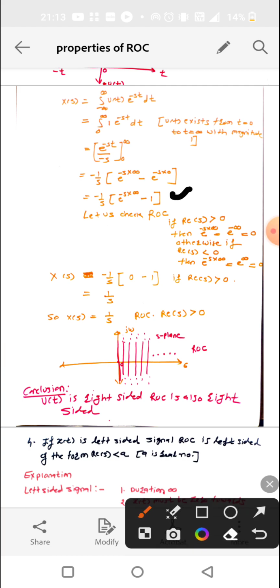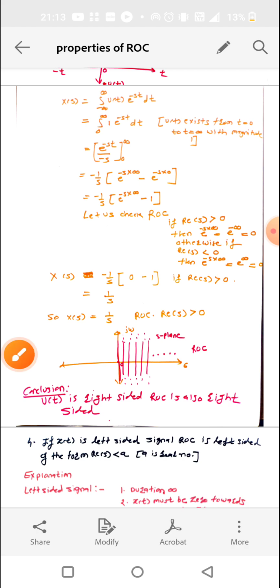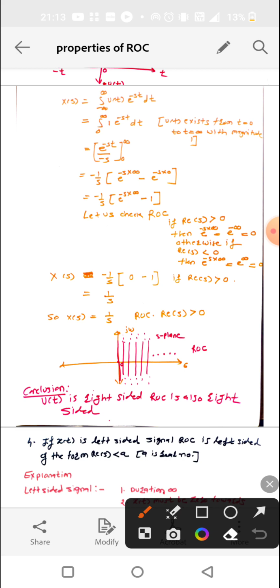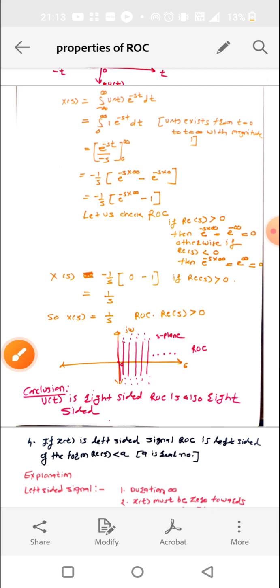So now here the part of ROC comes. We want e raised to minus s into infinity equal to 0. For that we want e raised to minus s into infinity equal to e raised to minus infinity, because e raised to minus infinity is equal to 0. Now how will you get that e raised to minus infinity? When s is positive, then only you will get e raised to minus s into infinity equal to e raised to minus infinity. That means s should be positive. So that is the ROC, real s greater than 0.